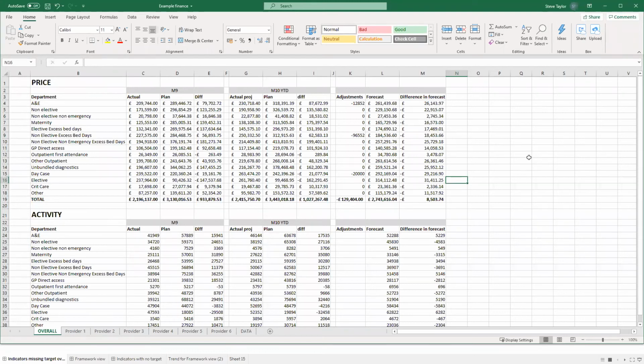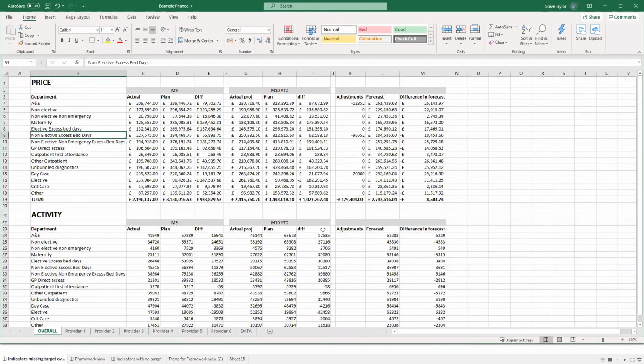And so they had a spreadsheet that looks roughly like this, where overall we were looking at the amount of money that providers have claimed from us, because we're the clinical commissioning group for healthcare, and the amount we thought we were going to spend this month, or this year to date, and what's that difference? And then that's grouped by department.